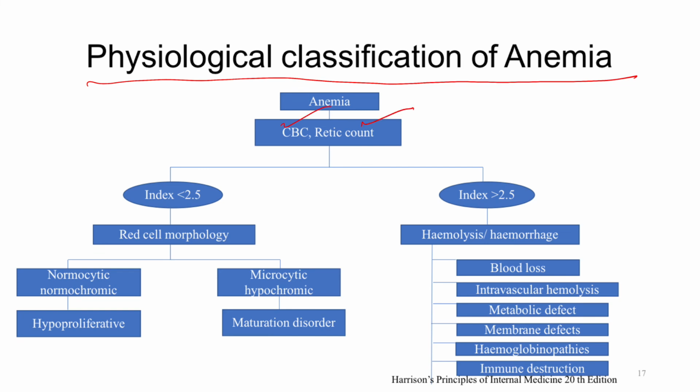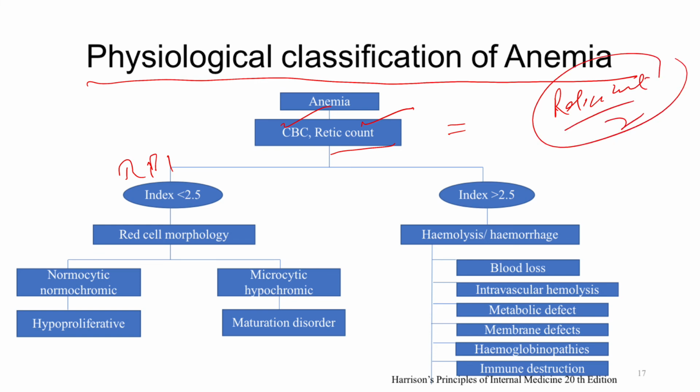In the physiological classification of anemia, if we only have CBC and reti count, we first have to find out the reticulocyte production index, RPI. As we discussed in the previous slide, RPI is the reti count divided by 2. If the patient has a reti count of 5, we divide it by 2. If the RPI is less than 2.5, it means reticulocytes are produced in a very minute quantity, meaning there is inadequate production of reticulocytes.